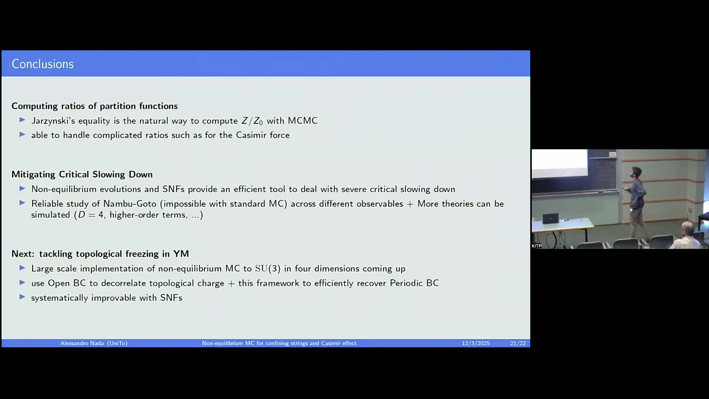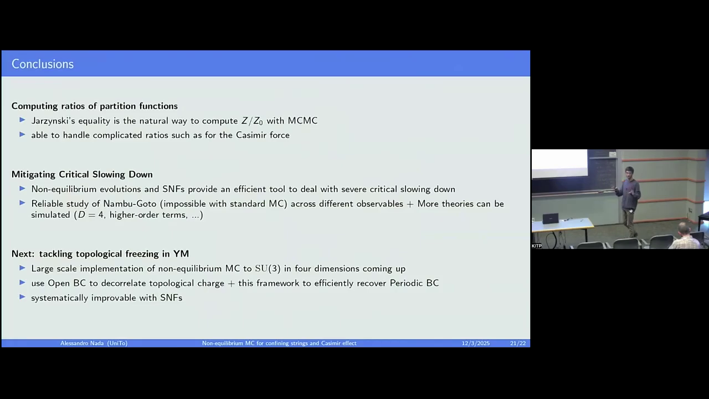We'll be very curious. And in the case of the Casimir force, there was this complicated second derivative which depended on these strange ratios of partition functions, and this works spectacularly well. And something even possibly a bit more ambitious is mitigating critical slowing down. So essentially, these non-equilibrium evolutions and also this generalization, this systematic improvement, which is a stochastic normalizing flow, is a very, very efficient tool. It requires a bit of training, but not that much.